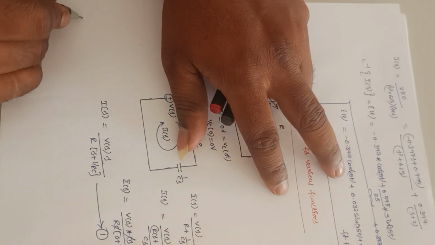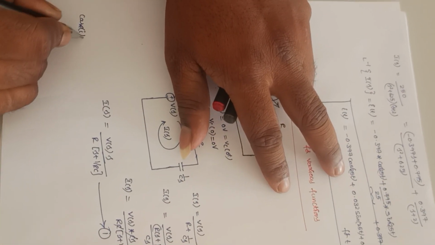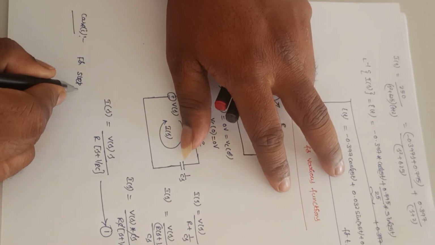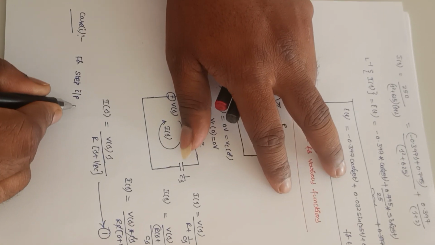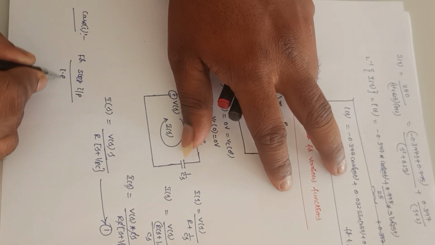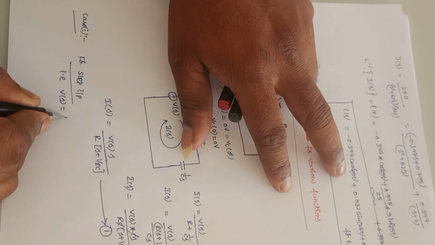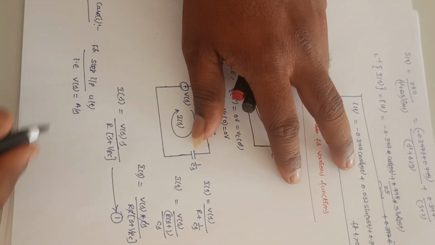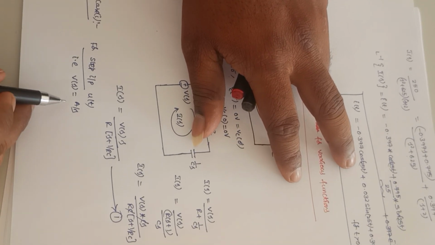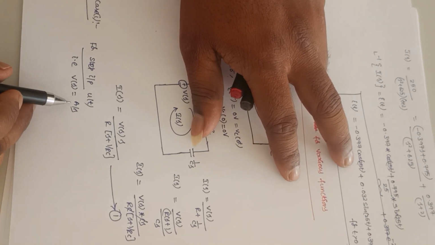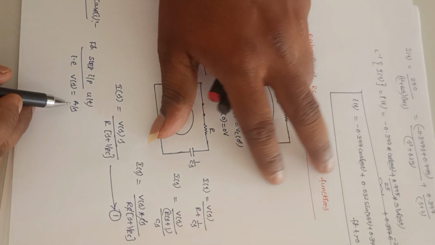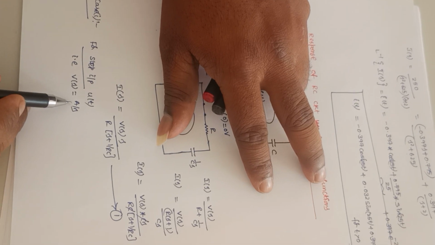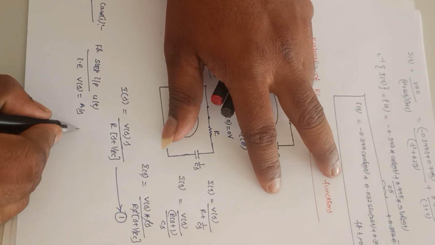Now case 1, for step input, that is V of s is equal to A divided by s, that is u of t. u of t is A divided by s. A value is some constant. For unit step function, A value is 1. For step function with magnitude of 10, then A value is 10. So this is V of s.